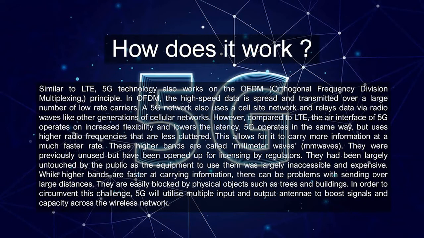Similar to LTE, 5G technology also works on the OFDM, which is orthogonal frequency division multiplexing principle. In OFDM, the high-speed data is spread and transmitted over a large number of low-rate carriers. A 5G network also uses a cell-site network and relays data via radio wave like other generations of cellular networks. However, compared to LTE, the air interface of 5G operates on increased flexibility and lower latency.